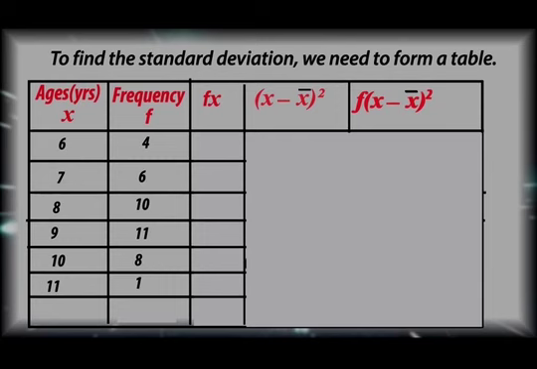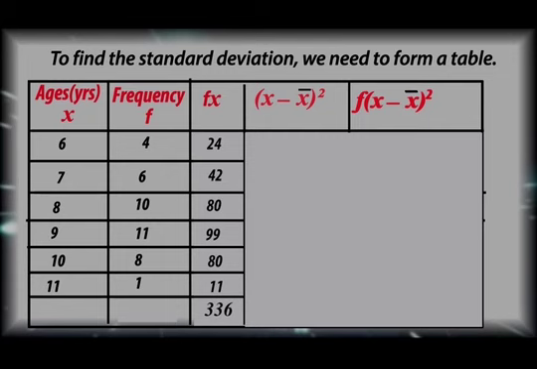In the next column, we have the frequency times x, or fx. We will multiply the values by their frequencies. So we have 4 times 6 to give us 24. Then we have 7, which is the age, times the frequency 6 to give us 42. We have 8 for the age, times the frequency 10 to give us 80, and so on to the end. At the end of that column, you have to find the sum. Sigma fx means find the total. So we have the total there to be 336.